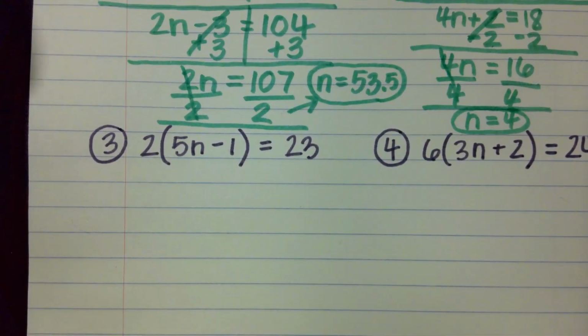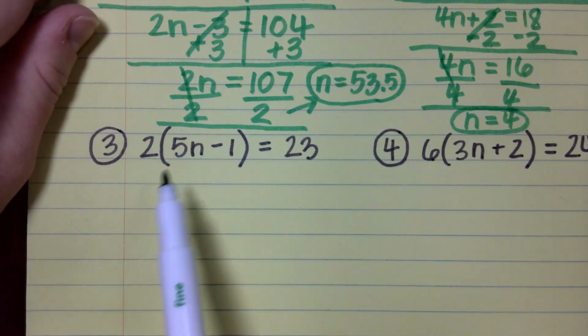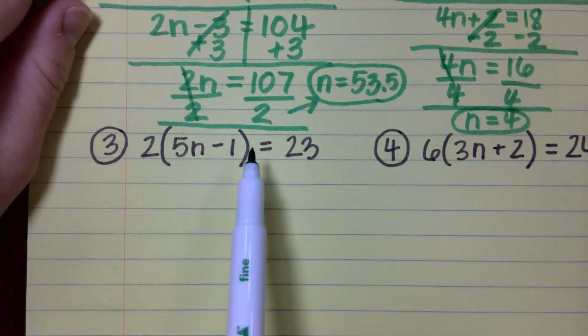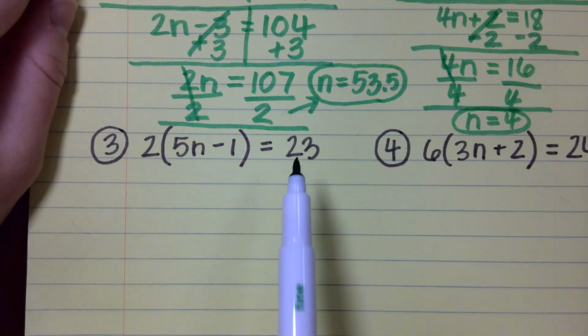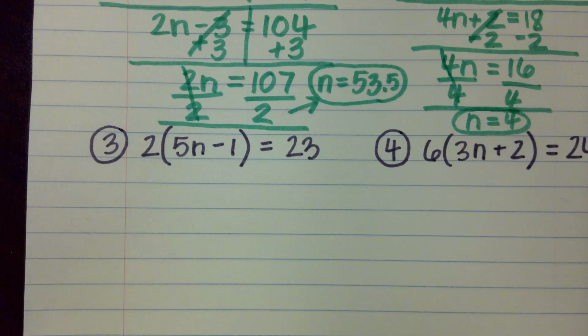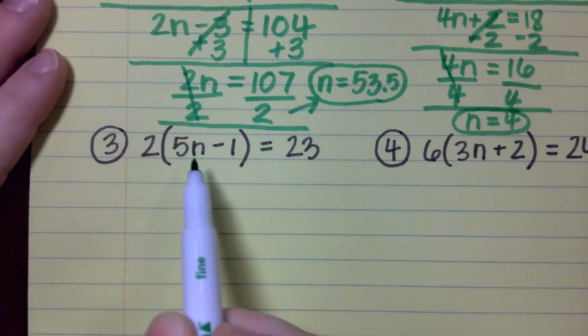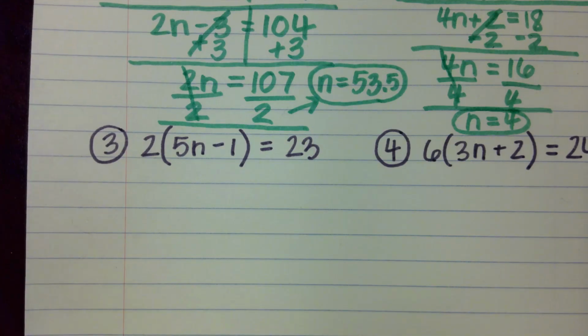Number 3 is a different type of problem. I have 2 times the quantity of 5n minus 1, and that is equal to 23. We have 2 options for a starting point here. What are those 2 things that I could do? Distribute. Yeah, we could distribute the 2 into 5n minus 1, or we could divide it all by 2. Which one do you guys want to try?